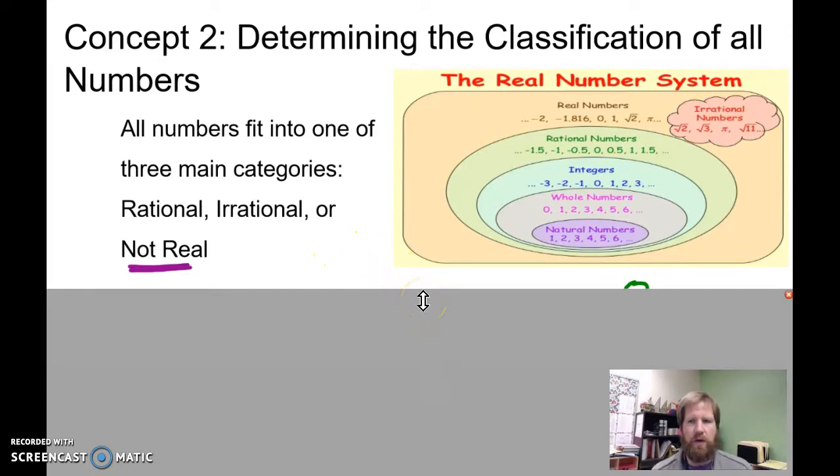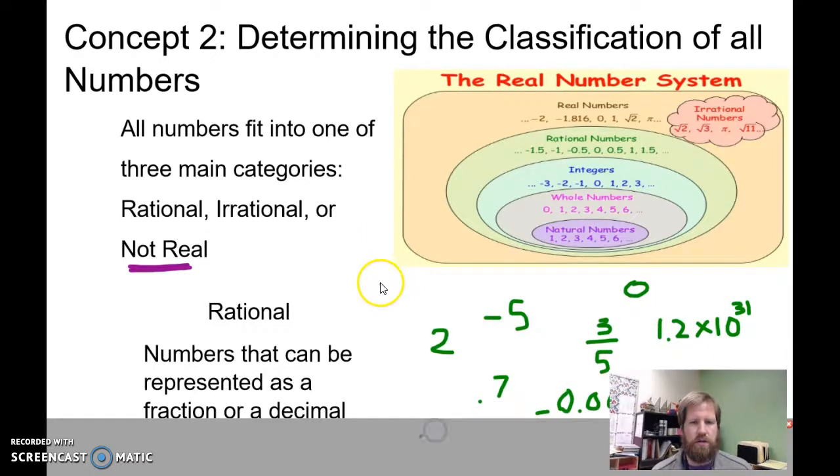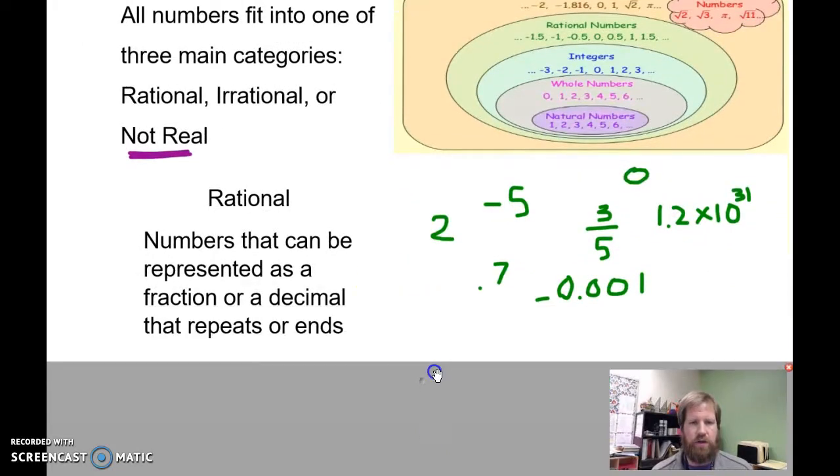Okay, so if a number is rational, keep in mind it should be one that you can represent as a decimal that ends or a decimal that goes on forever. Okay, doesn't have to have a decimal. All of these numbers are rational. Okay, this one, scientific notation, you should see that if you wrote it out in standard notation, it would be rational, but you don't have to convert it. All right.